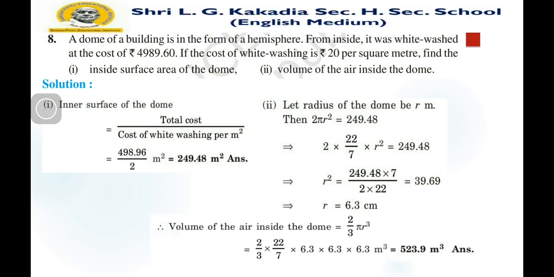So the volume of the air inside the dome is equal to 2 by 3 pi r cube, 2 by 3 into 22 by 7 into 6.3 into 6.3 into 6.3. So that we can find is equal to 523.9 meter cube.